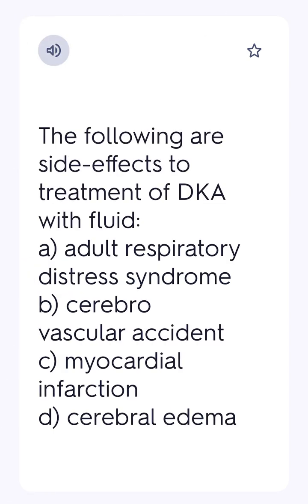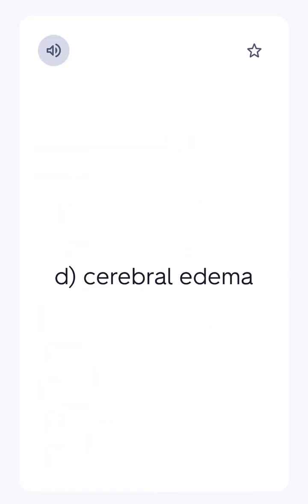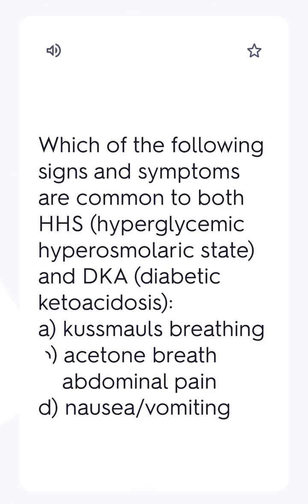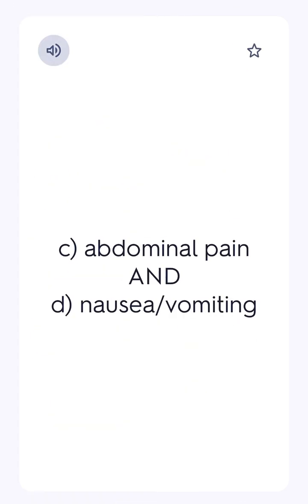The following are side effects of treatment of DKA with fluid: A, adult respiratory distress syndrome; B, cerebrovascular accident; C, myocardial infarction; D, cerebral edema. D, cerebral edema. Which of the following signs and symptoms are common to both HHS and DKA? A, Kussmaul breathing; B, acetone breath; C, abdominal pain; D, nausea/vomiting. C, abdominal pain and D, nausea/vomiting.